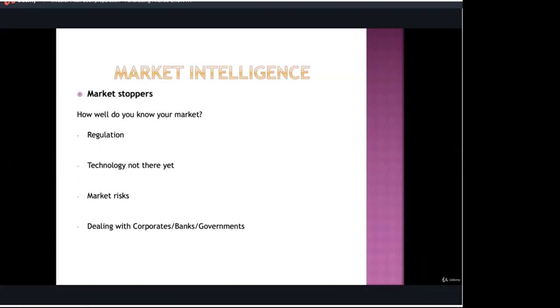Market stoppers. What are the factors that will slow down or hamper progress? A, regulation. This can be government and industry rules. B, changes in technology. Your company could be ahead or behind the technology curve. C, market risks, for example, seasonal trends in fashion. And D, bureaucracy and red tape, for example, dealing with banks or governments as your customer.